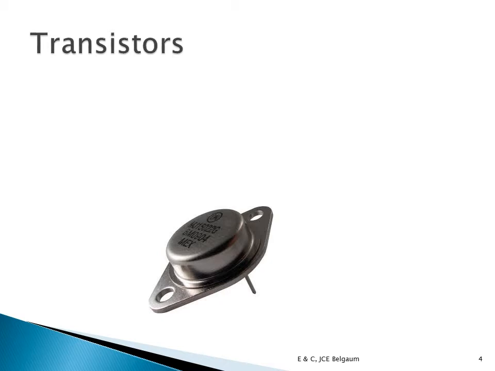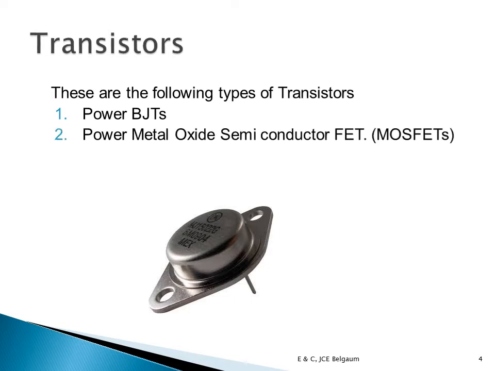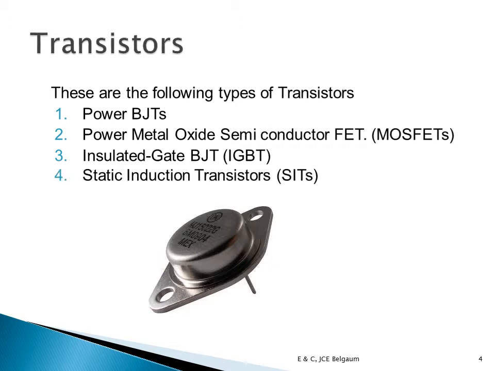So coming to transistors, we know a transistor is a three terminal device, and it can be of the following types: the power BJTs, the power metal oxide semiconductor FET, that is MOSFETs, then third insulated gate BJT, that is IGBT, and fourth static induction transistor. We have already seen SITH, which is static induction thyristor, and that falls in the thyristor family. So in transistors we will be looking into these four devices. I repeat: power BJT, power MOSFET, insulated gate BJT, and static induction transistor.